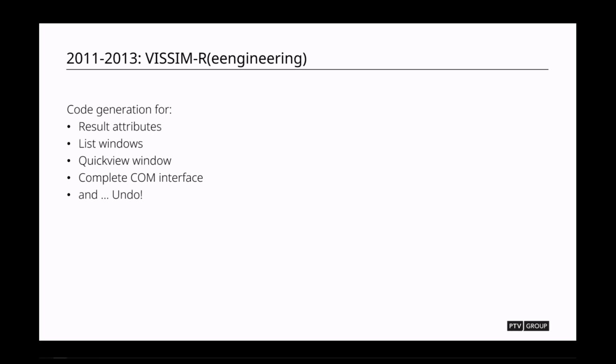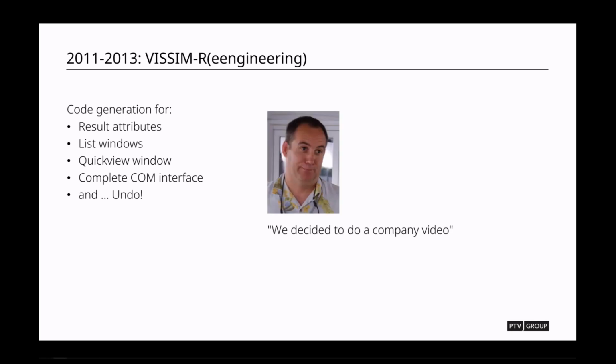We worked more than 2 years on the re-engineering, and I remember quite well the UGM in Minneapolis, I believe in 2012, when we had to decide, do we do a company video or do we do Vissim 6? And we decided to do a company video, because we were not quite ready. That was the 1 year where we didn't have a new main version of Vissim.